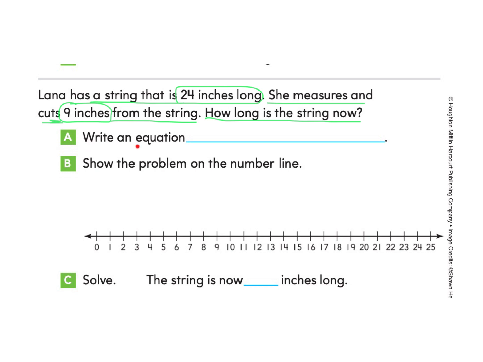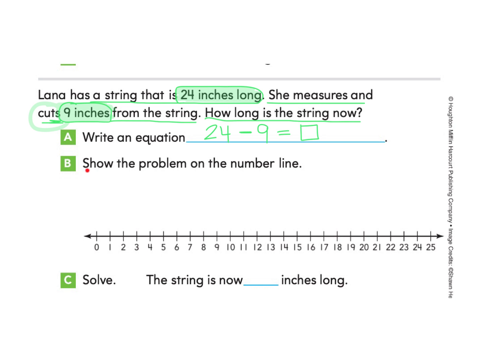Part A asks us to write an equation. So you might want to try this part on your own, and you can pause and come back, or you can follow along with me. We know that first the string is 24 inches long, and then she makes a cut of 9 inches. So she's taking 9 inches away from the string. So first we have 24 inches, and then she is taking away 9 inches, but we don't know what the answer is when we take 9 away from 24. So this is an equation. 24 take away 9 equals an unknown.